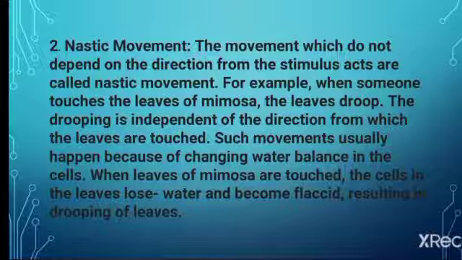Nastic movement. The movements which do not depend on the direction of the stimulus are called nastic movement. For example, when someone touches the leaf of mimosa, the leaf droops. The drooping is independent of the direction from which the leaves are touched. Such movement usually happens because of a changing water balance. When leaves of mimosa are touched, the cells in the leaves lose water and become flaccid, resulting in drooping of leaves.